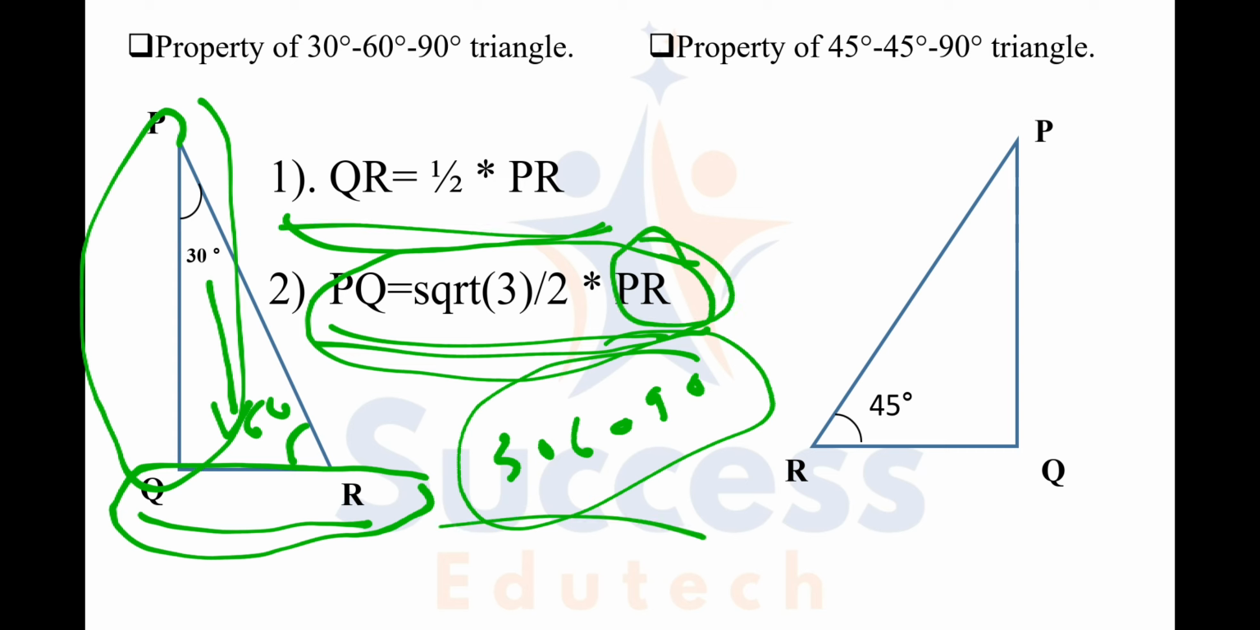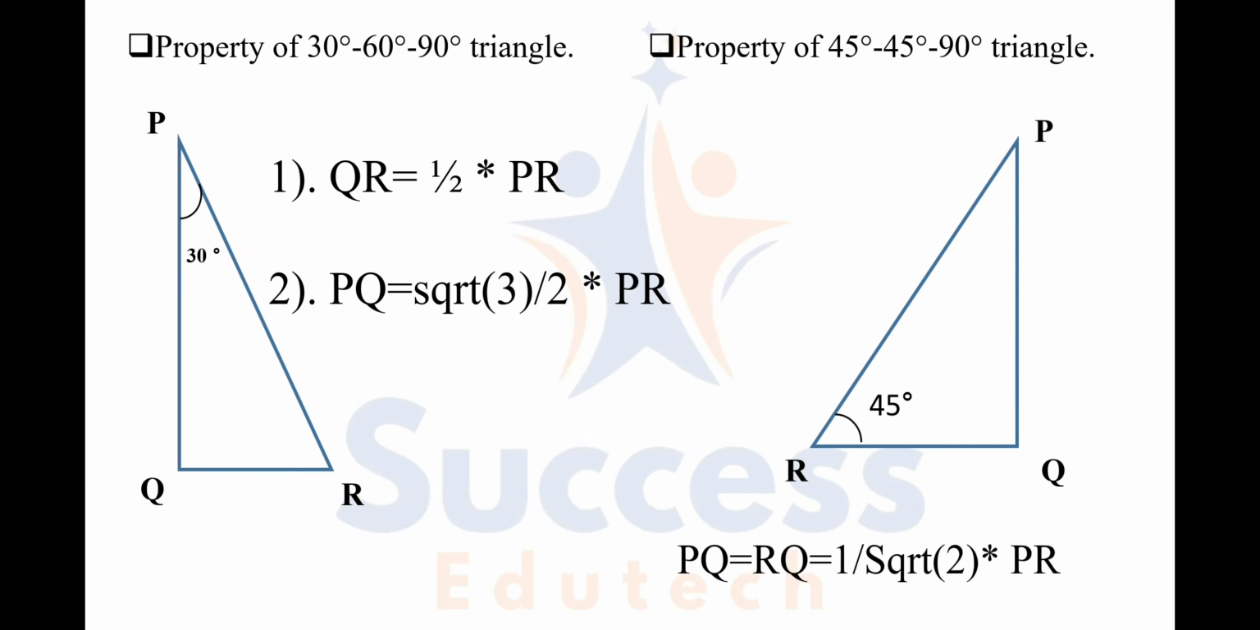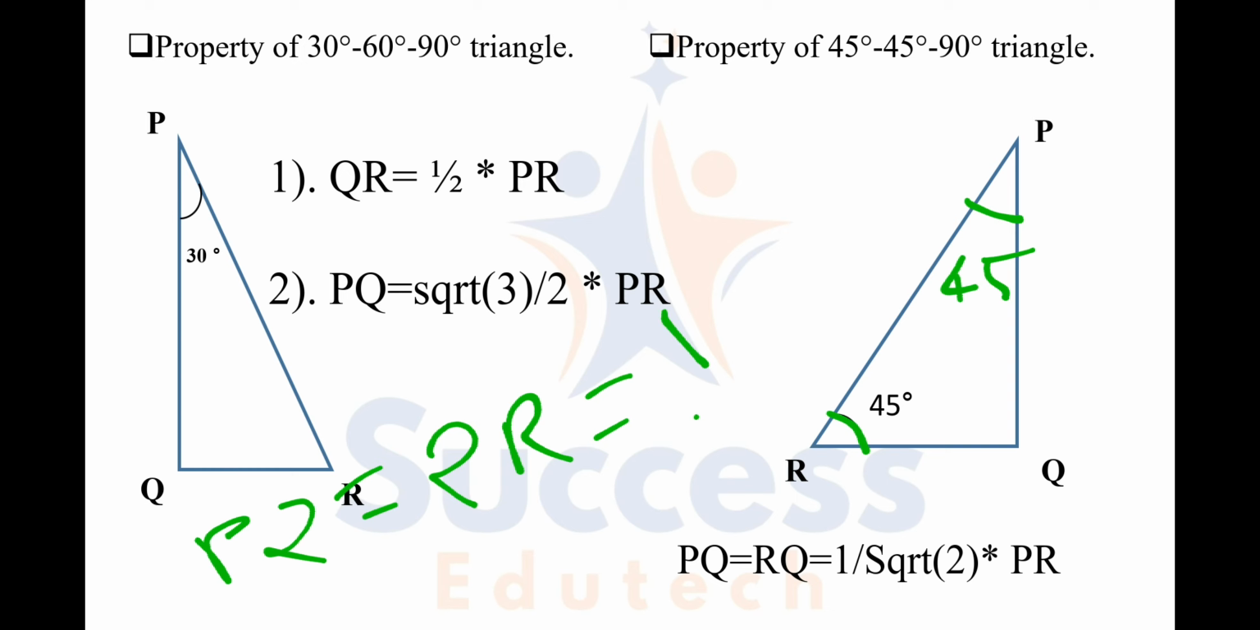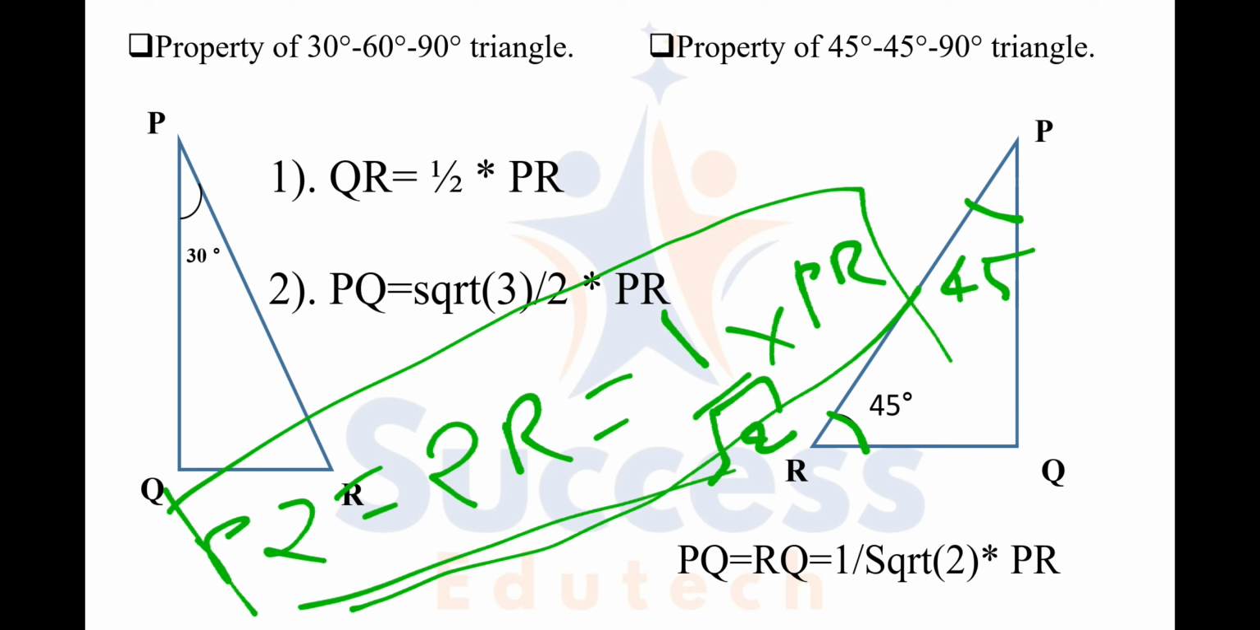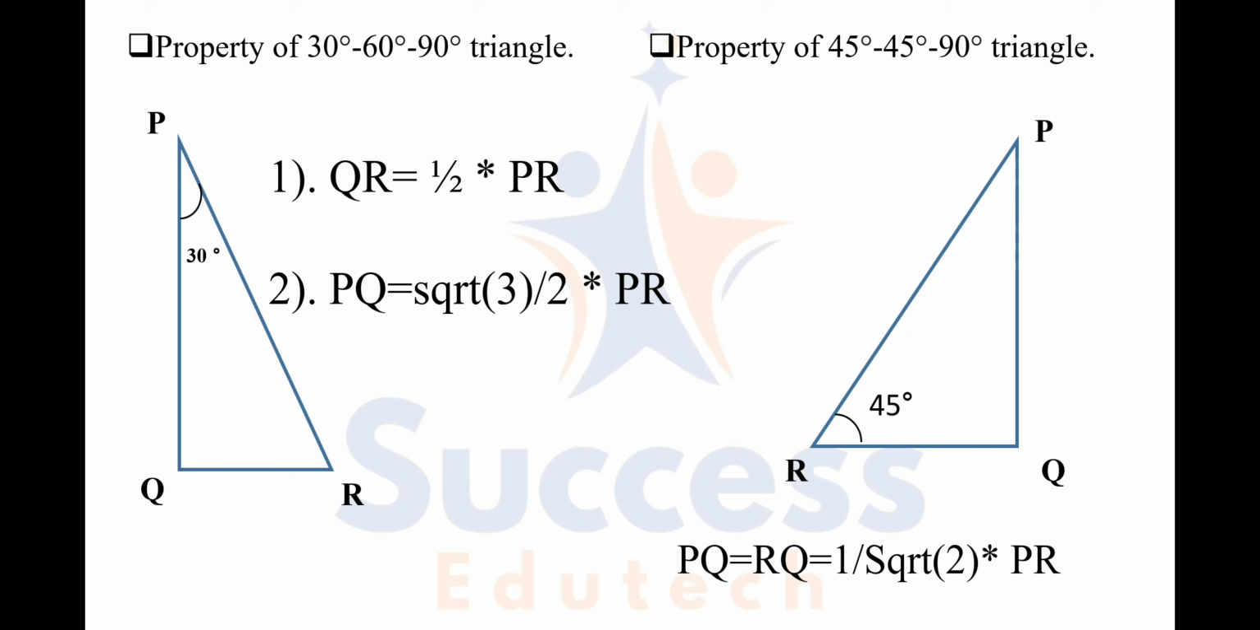Now the second theorem is the properties of the 45-45-90 theorem. Based on this, if angle R is 45 degree and P is also 45 degree, then my triangle becomes a 45-45-90 triangle. So based on this we get PQ equal to QR equal to 1 by root 2 of PR. This is a formula for calculating the value of PQ and RQ. Now let us see one example on this.